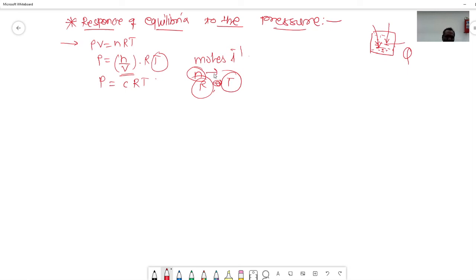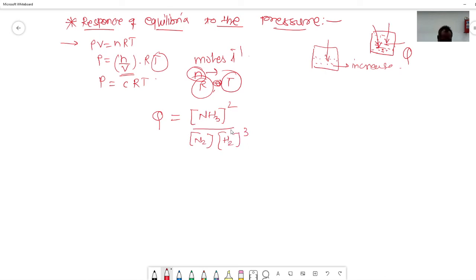Thus, if the volume occupied by the gases decreases, its partial pressure and concentration increase. If we increase the pressure, the volume occupied by the gases will decrease. Therefore, its partial pressure and concentration will increase. Therefore, what will happen to the Q? Q is equal to the concentration of NH3 squared divided by the concentration of N2 into the concentration of H2 cubed, right? It is in the third power. If the pressure is increased, then the partial pressure of all species increases.